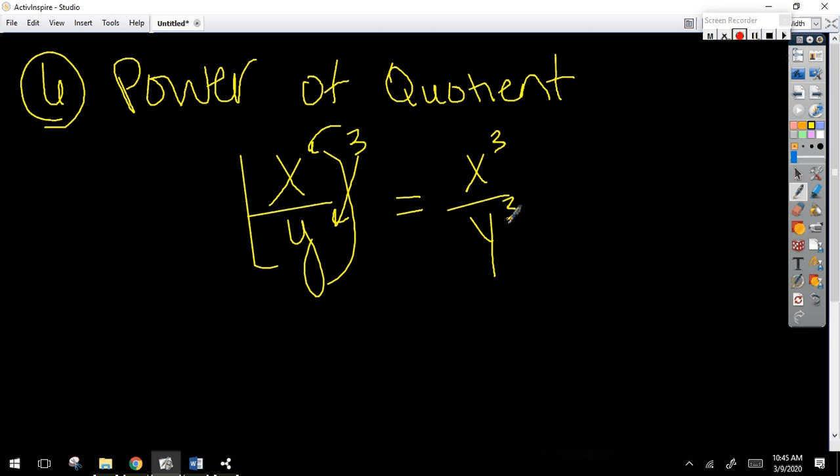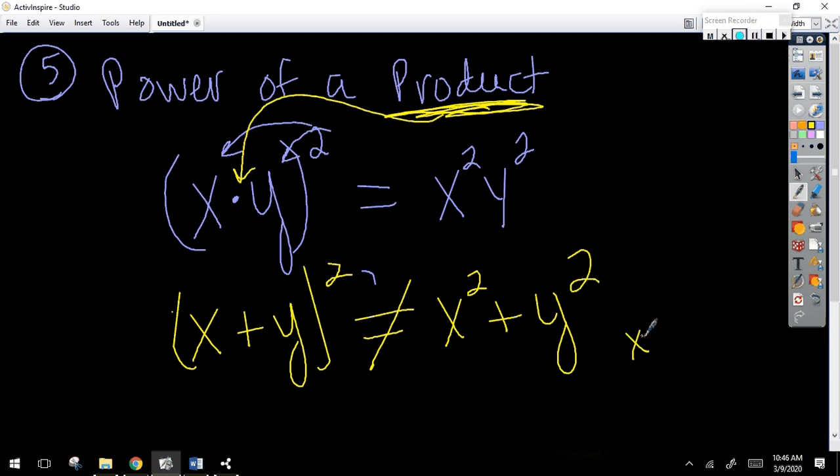I just said it does not equal x squared plus y squared. If you were to simplify that, you would have to do x plus y times x plus y. Let's just write that down. That's not the point of this section right here. We will get to those at the end of this section, but right now, as far as a property of exponents, that's not what this is.